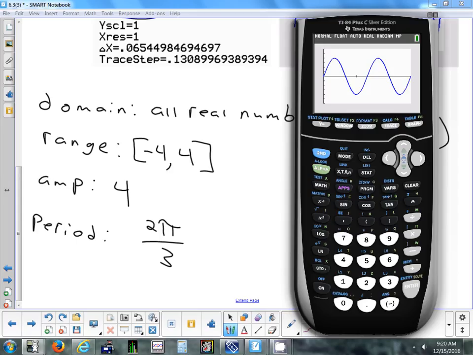So they're going to have you do stuff like that a lot. They'll say, find a window where you see exactly two cycles on the screen. And that's not the only way to do it. That's just the way I chose to do it.